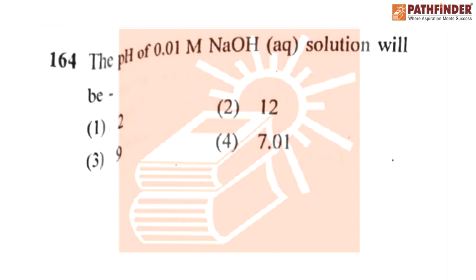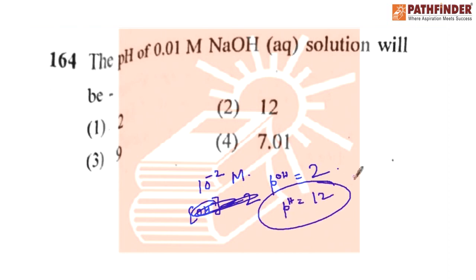The next question is a very easy question. pH of 0.01 molar. 0.01 molar means 1 by 100, that is 10 to the power minus 2 molar. So pOH will be directly 2. If pOH is 2, quite naturally the pH, we all know, is 14 minus 2, it will be 12. So a very easy question, my dear students.